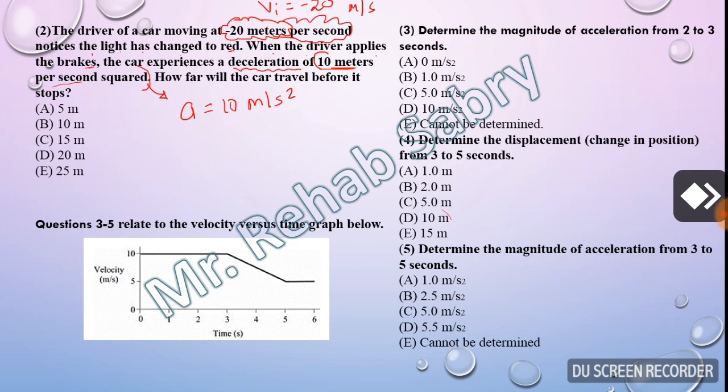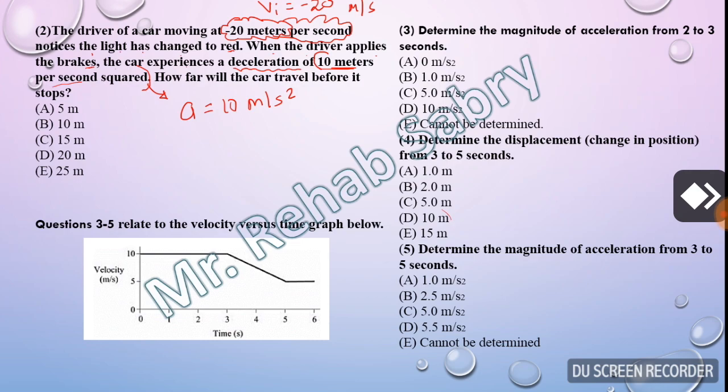But if they are in the same direction, or if the initial velocity is 0 and the acceleration is anything except 0, it will be speeding up. So slowing down means a is opposite in direction to Vi. It doesn't mean a is negative. I hope you picked up this idea. So the acceleration here will be positive 10 meters per second squared.